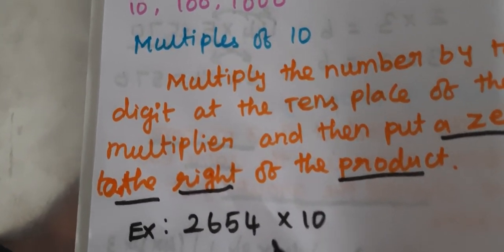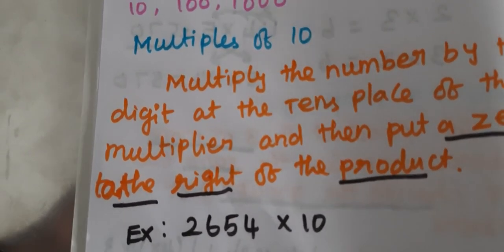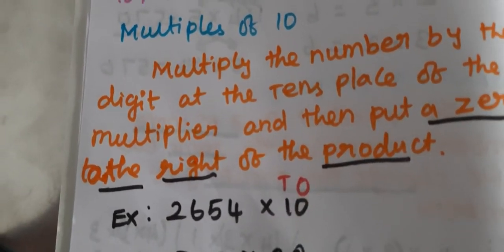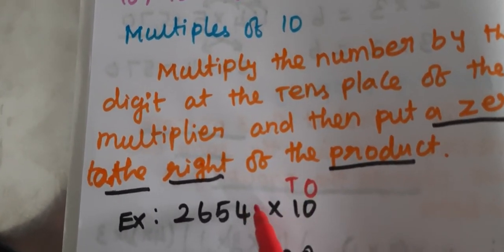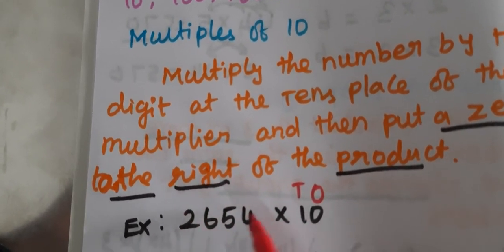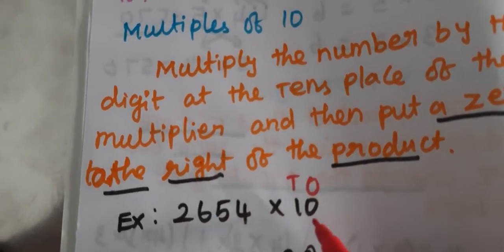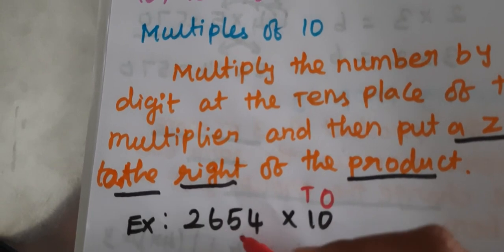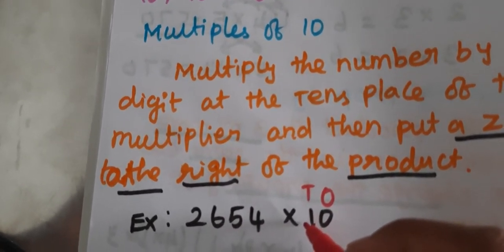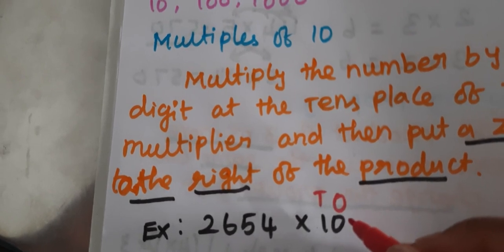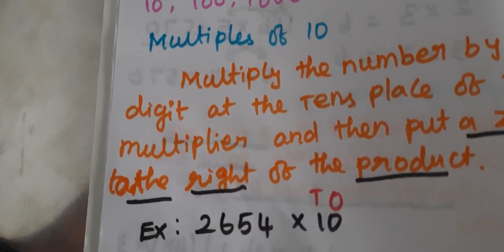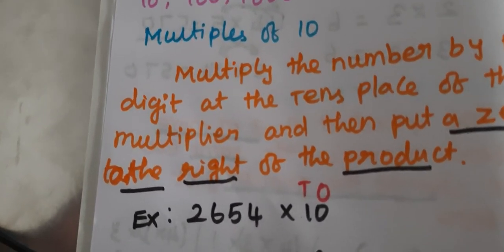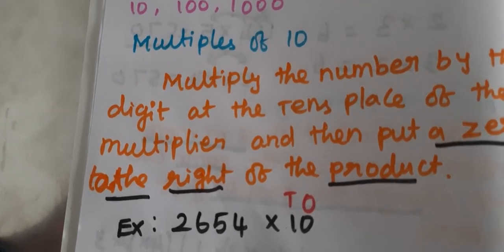2654 into 10. Here the multiplier is a 2-digit number, so tens, ones. Listen carefully. So you have to multiply this 4-digit number with the tens place number. What is the tens place number? It's a 1. So you have to multiply 2654 into 1, and after that you have to write the 0 at the right side of that product. In the product, right side, you have to add the 0.